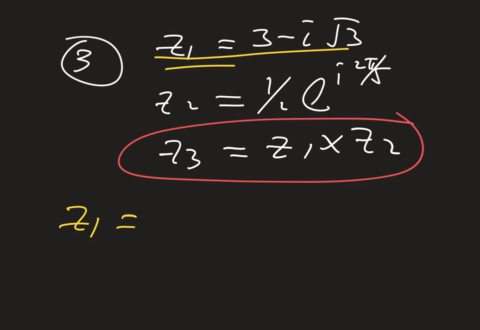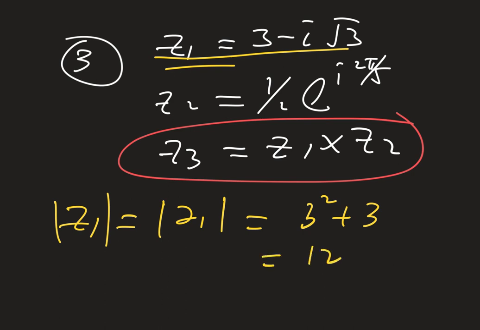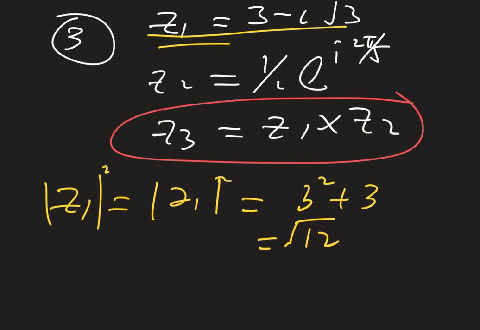Can we do it in Euler form? Because it looks easier in the Euler form, right? So what is the modulus here? The modulus of this thing is equals to the square root of 3 squared plus 3, correct? Which is equals to 12. Modulus squared. Okay. Are there any benefits of doing this?